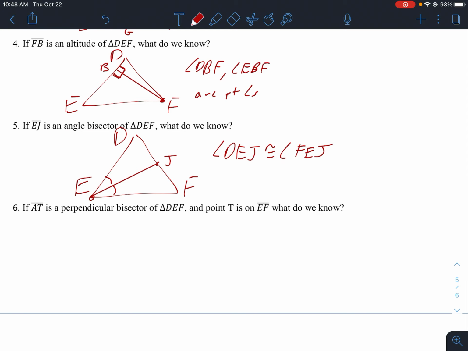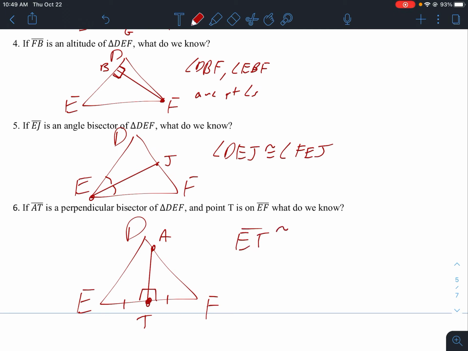All right, finally, AT is a perpendicular bisector. All right, so let's draw DEF one last time. T is on EF. So T should be the midpoint of EF here, making those 2 equal. A should be somewhere up here, making this perpendicular here. So what do we know? We know 2 things. We know ET is congruent to FT, and we also know angle ETA and angle FTA are right angles. And that will be it for section 4.1.